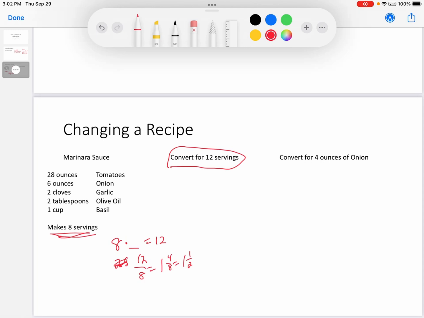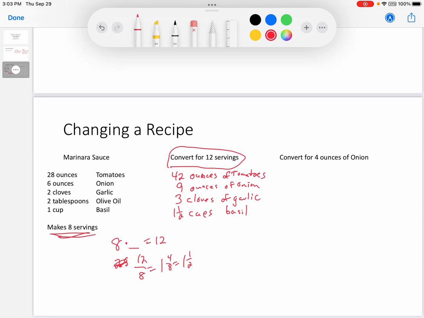Half of 28 is 14. 28 plus 14 makes 42 ounces of tomatoes. 6 times 1 1/2. Half of 6 is 3. 6 plus 3 makes 9 ounces of onion. 2 cloves of garlic. Half of 2 is 1. That makes 3 cloves of garlic. 1 times 1 1/2 is 1 1/2 cups of basil.